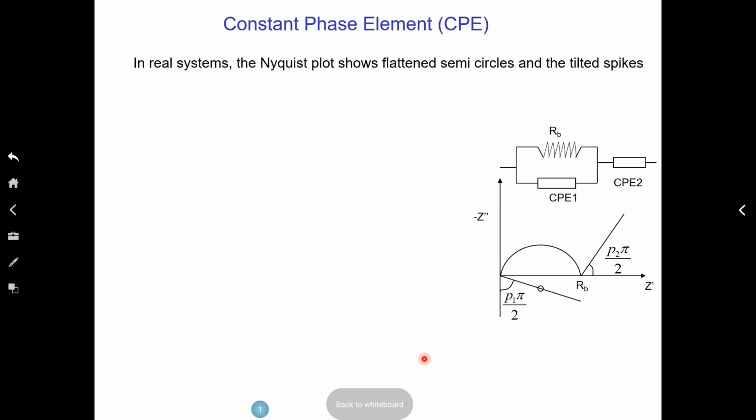Okay, so the other point is that data doesn't always give an ideal semicircle or ideal behavior and so on. You get something like, people use the so-called constant phase element. A constant phase element is neither a pure capacitor nor a pure resistor.